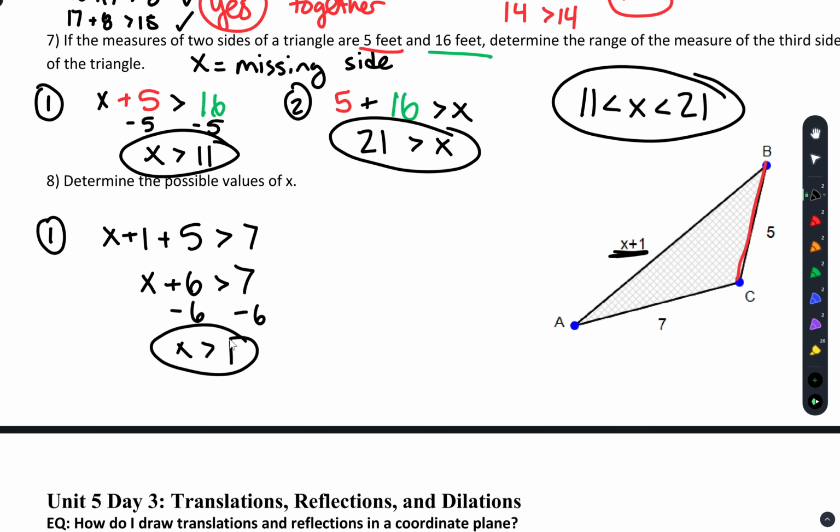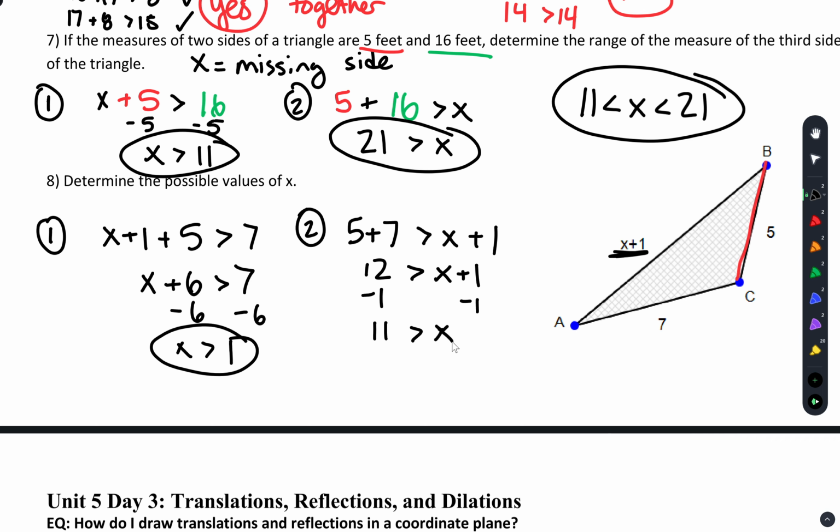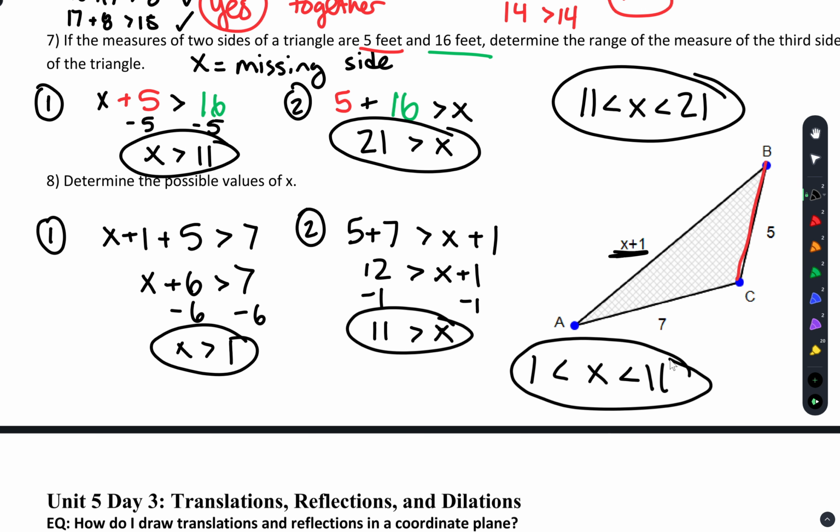That's my minimum value. And then step 2, I assume that that's the largest side, so the other two sides have to add together to be greater than X plus 1. So this is 12 is greater than X plus 1, or X is less than 11, sorry. Again, if you want to write this fancy, that would say X is between 1 and 11. Any questions on that? Okay.